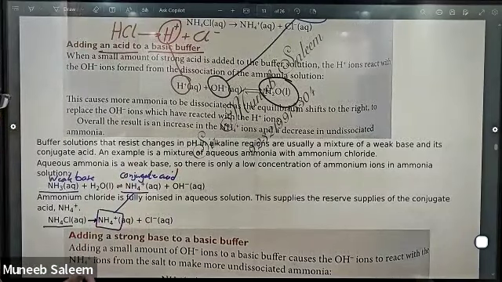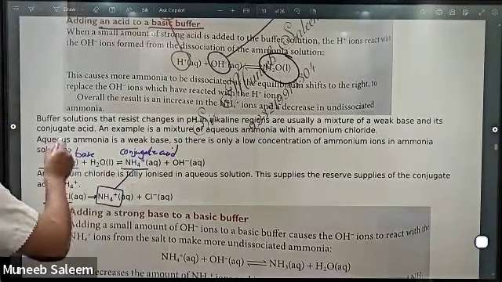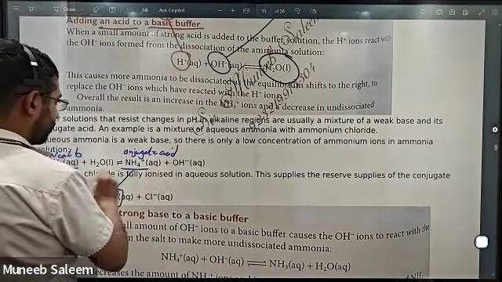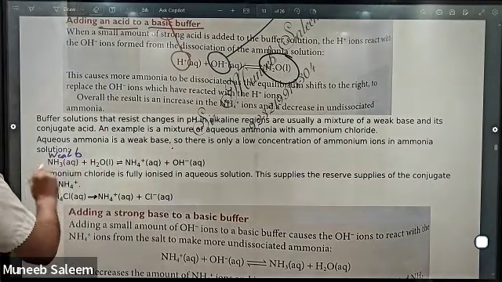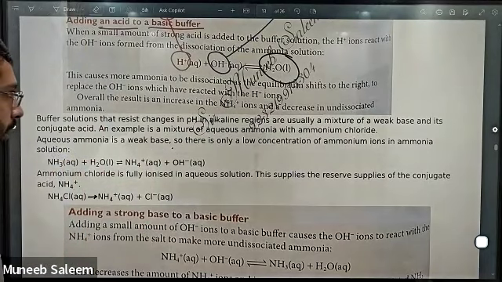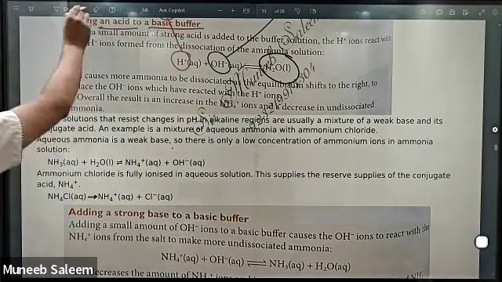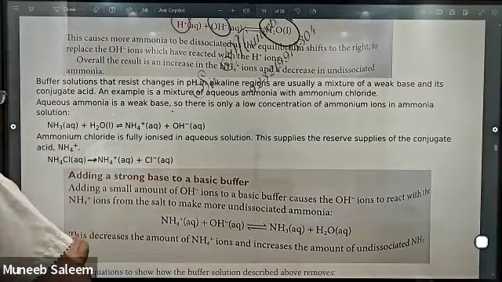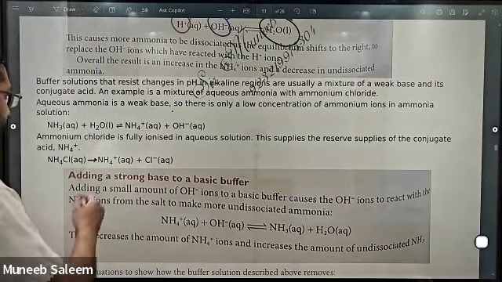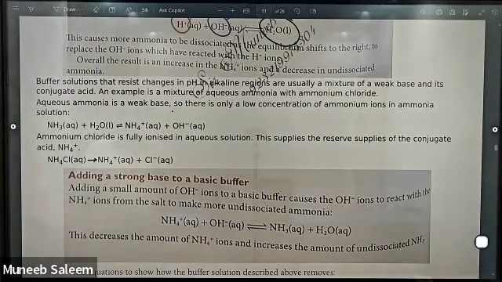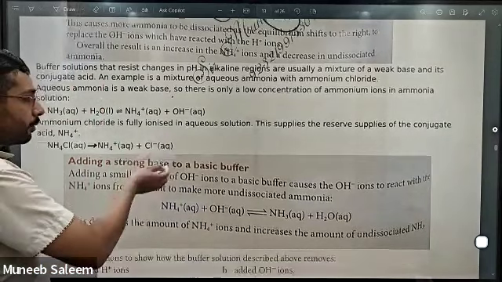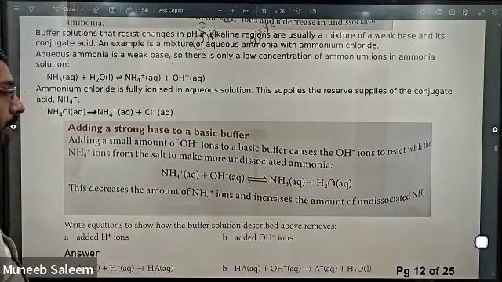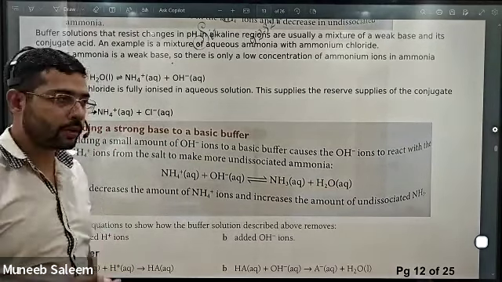There is another way from the other source book. A buffer solution that resists the change in the pH in alkaline solution. The same topic from the other source book has a similar equation. The weak base added into the water produces the hydroxide ion, and the salt of the weak base produces the ammonium ions and the chloride ions. So this is just an example of the formation of the weak basic buffer. And now the next one is the action of the basic buffer against the strong base.